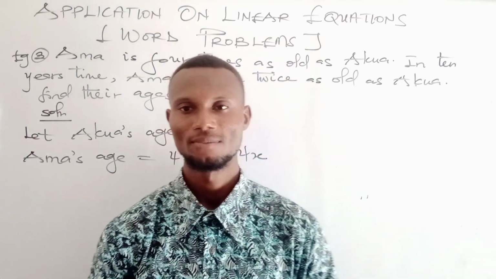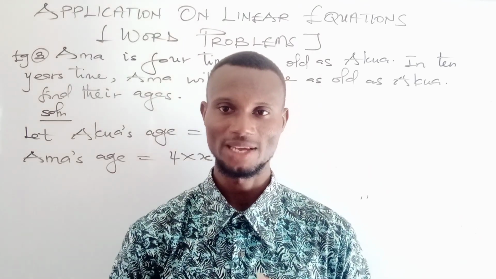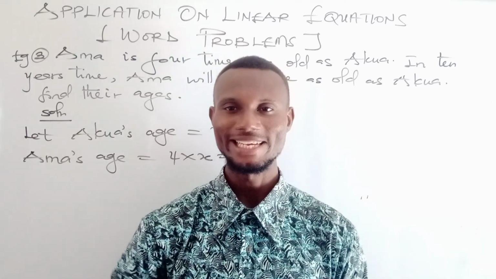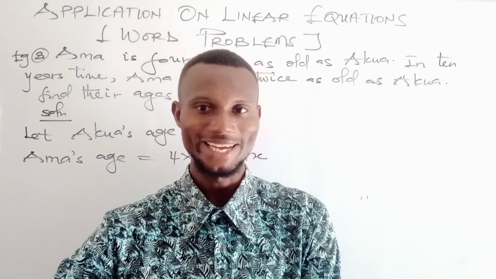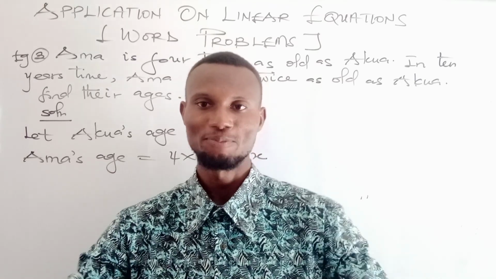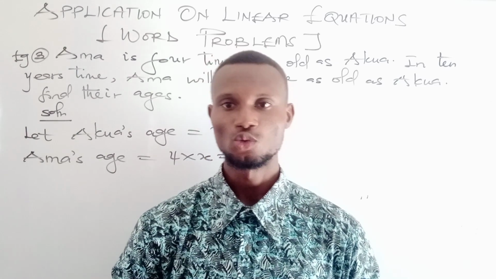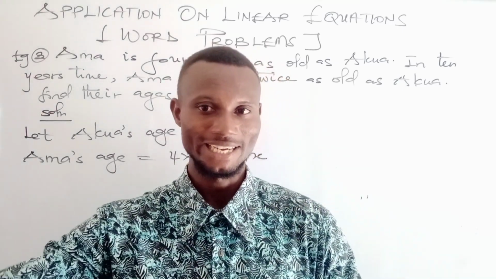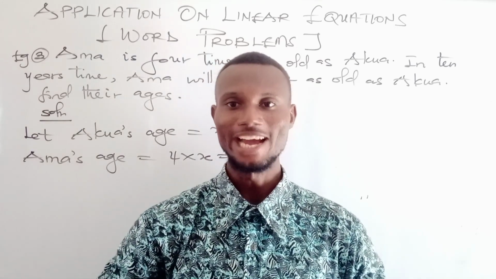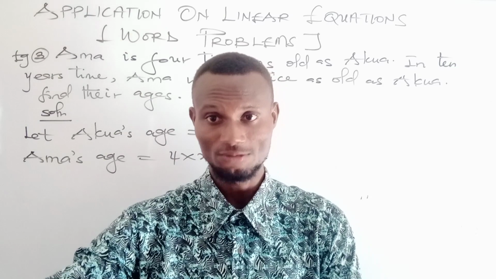Assuming, let's say, I am 2 years old now. Me that I'm standing here, I'm 2 years old now. When I say in 10 years time, what will be my age? You just need to add 10 years to my present age. So I'm 2 years old now, and when you add 10 years to my present age, that will give me my age in 10 years time, which will be 12 years.